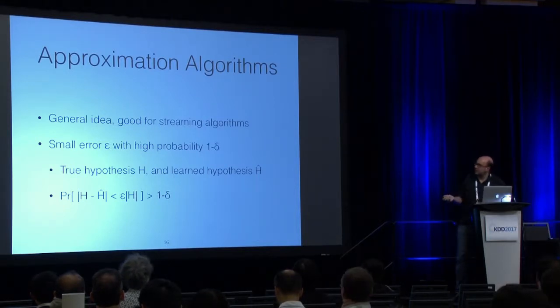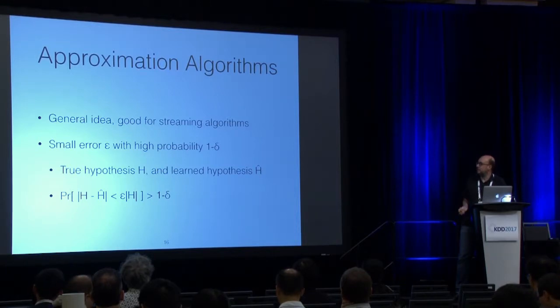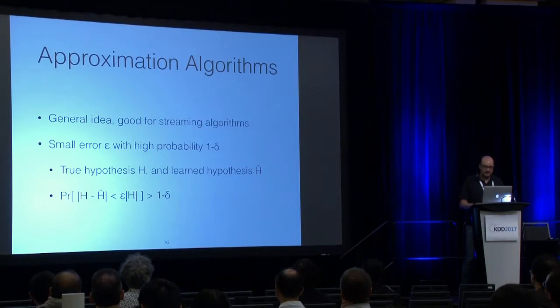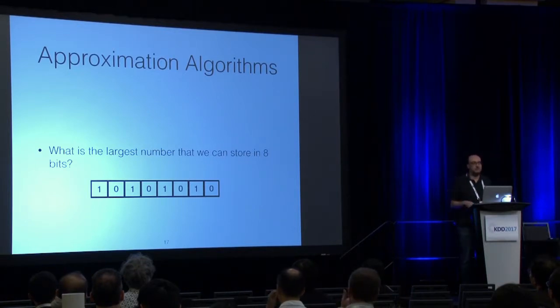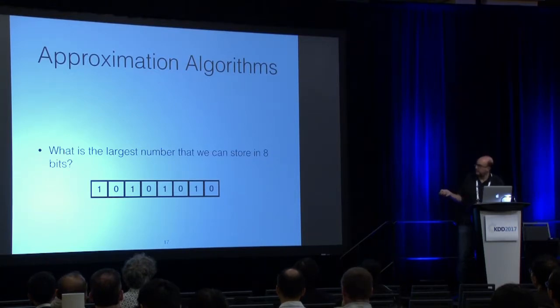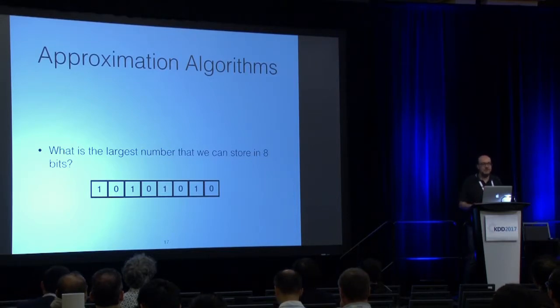So this is why we use these approximation algorithms, where we have solutions with a small error epsilon with high probability 1 minus delta. So let me show you an example. Imagine that we want to have a stream of events and we want to count the number of events. Imagine that we have only one register with 8 bits. So how many events can we count?